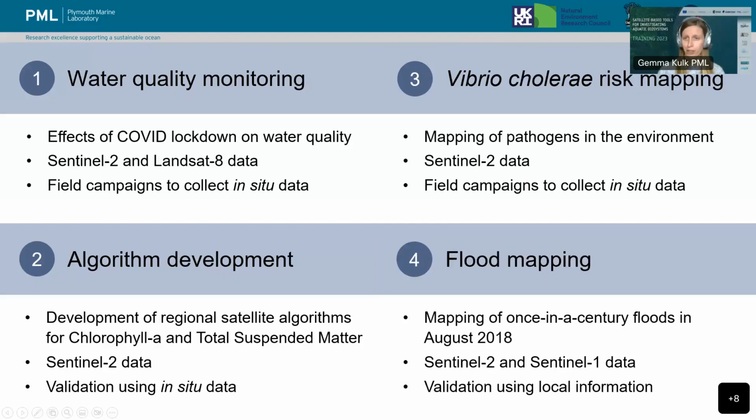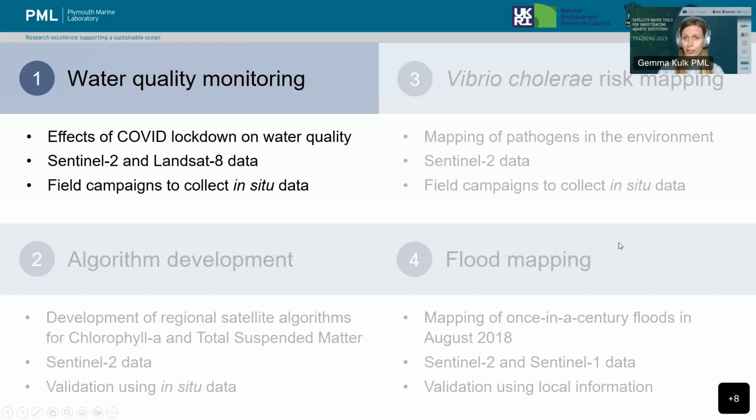is part of a project funded by the European Space Agency that is called WIGEN. In this case study, we studied different techniques to map the once-in-a-lifetime floods in August 2018, using both multispectral observations from Sentinel-2 and the SAR observations from Sentinel-1. And in this case study, we also made use of local information for the validation of the satellite observations.